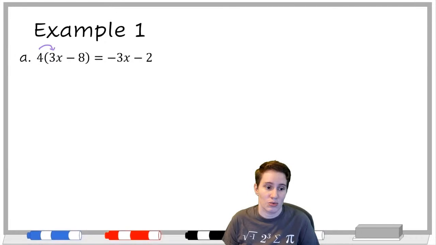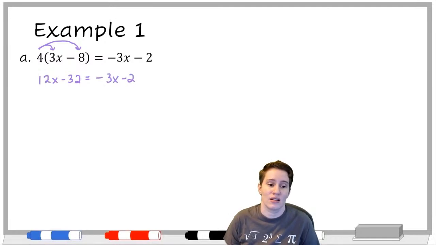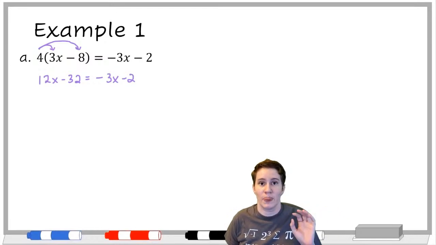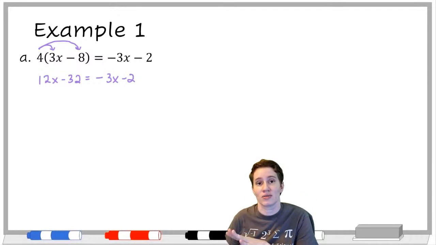So I'm going to distribute 4 into this parentheses. 4 times 3x is 12x. And 4 times negative 8 is negative 32. And there's not any parentheses on the right side. There's not anything really I can do on that side. So I just rewrite it again. And our next step, which is to add like terms on each side, we don't have like terms. So the 12x minus 32, one has an x, one has a number, so those can't be combined. And on the right side, negative 3x and negative 2 aren't like terms, so those have to stay.